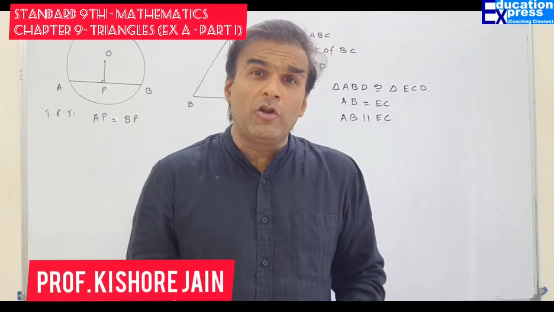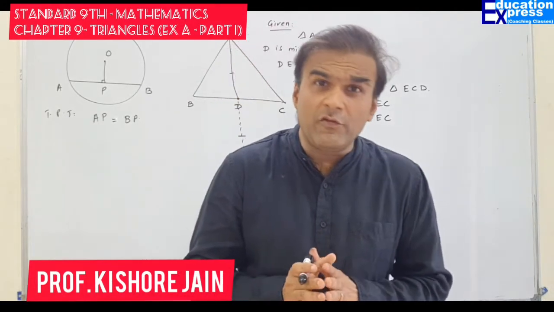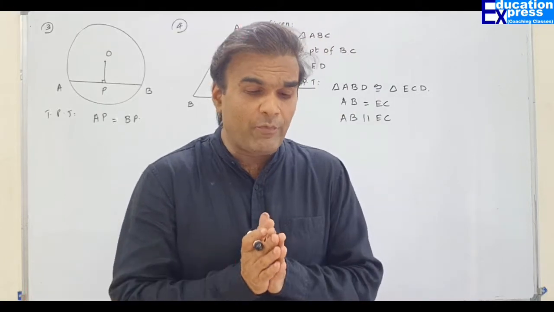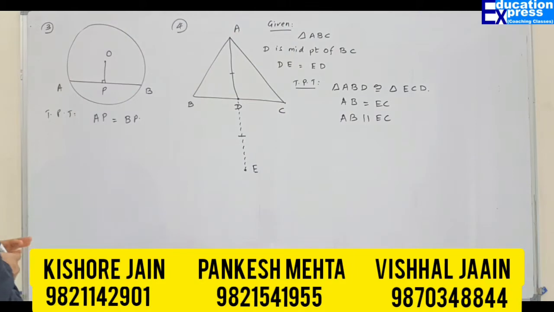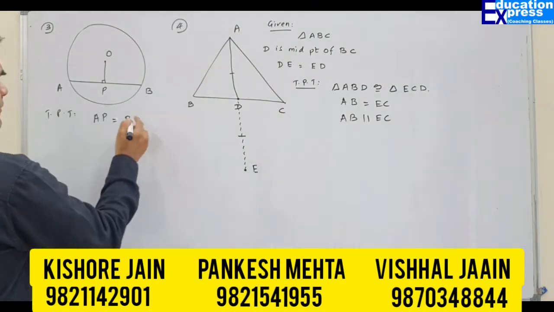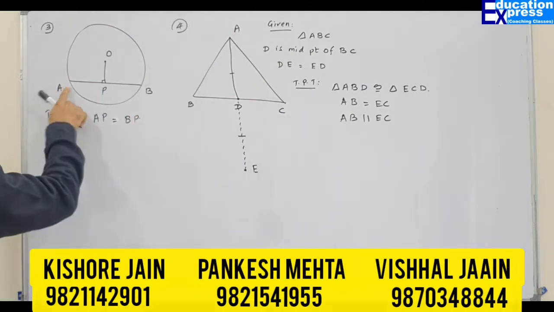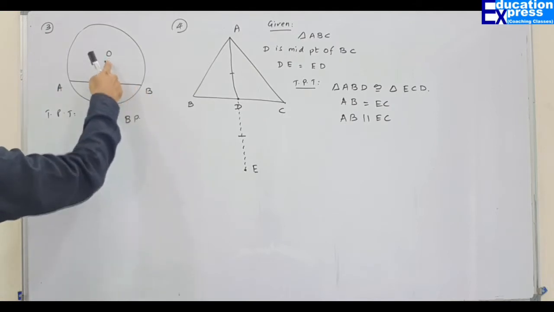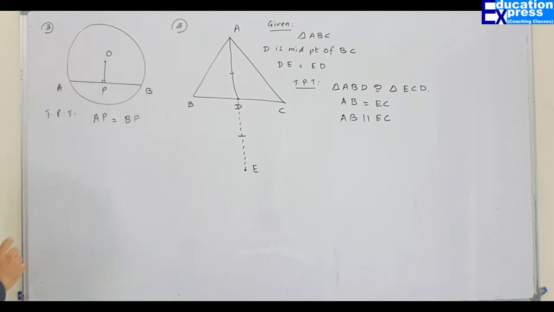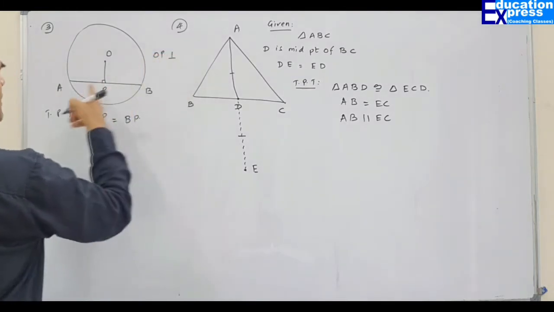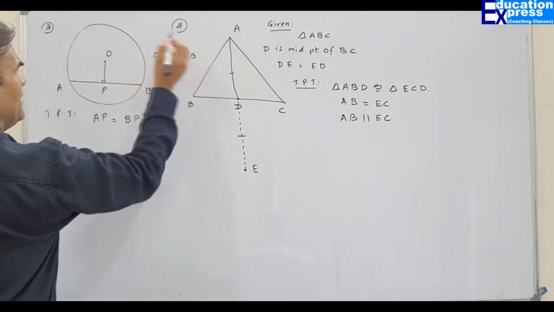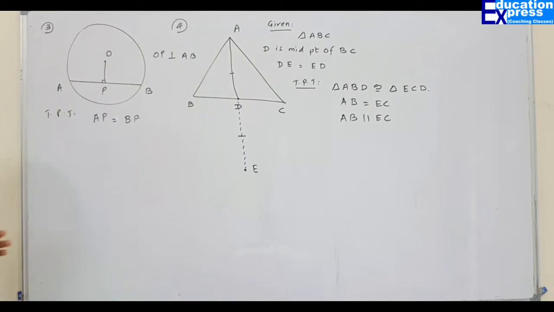We are doing a chapter on congruency from the Selina Publications textbook, exercise 9A. Move on to question number 3. When you read question number 3, they have given us a circle. AB is the chord. OP is perpendicular to AB. That means OP is perpendicular to AB. This is given to us, that means this is 90 degrees.